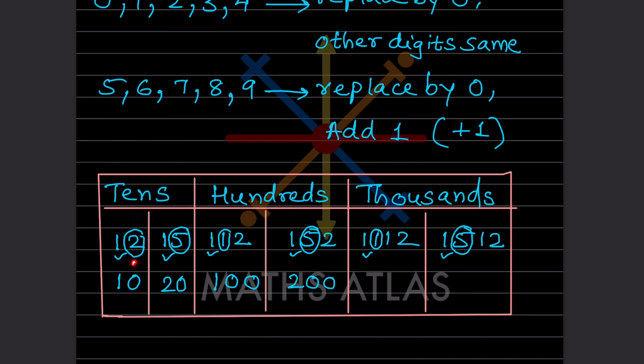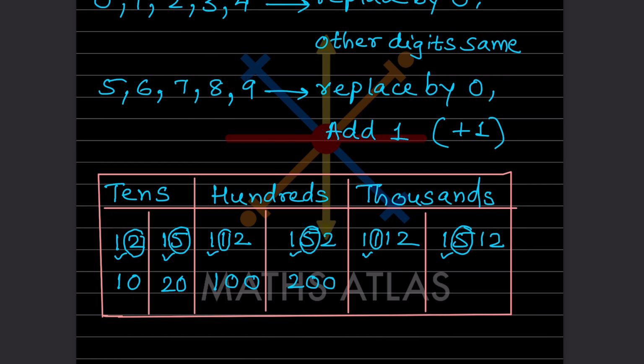Whenever the ones place number is 0, 1, 2, 3, 4, meaning the number is 10 or 11 or 12 or 13 or 14, what you have to do is replace the ones place digit by 0, and keep the other digits the same. What did I say? Replace by 0, and other digits are same. So 1 remains the same. Whatever is in the ones part you have replaced by 0, and the tens part remains the same.